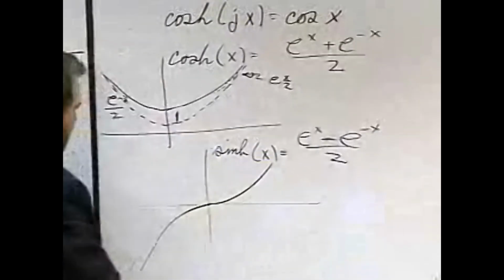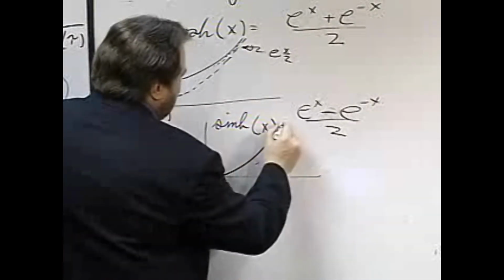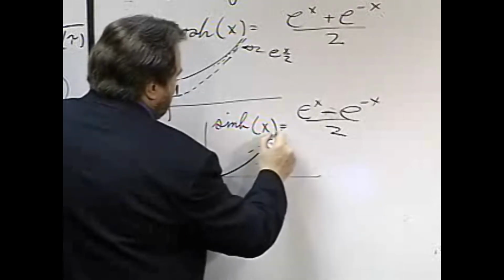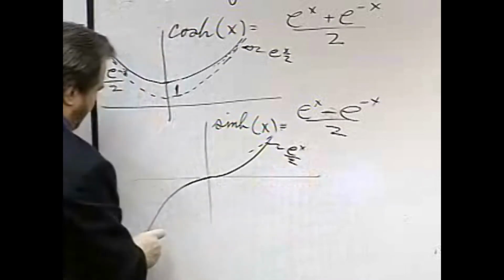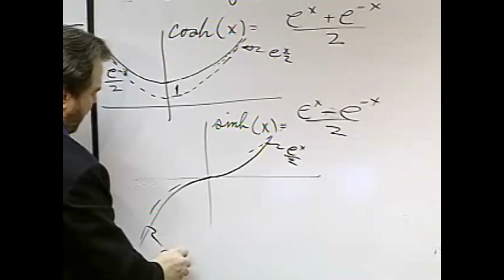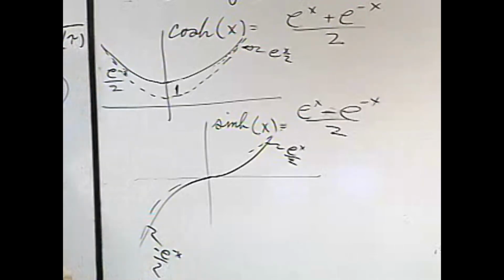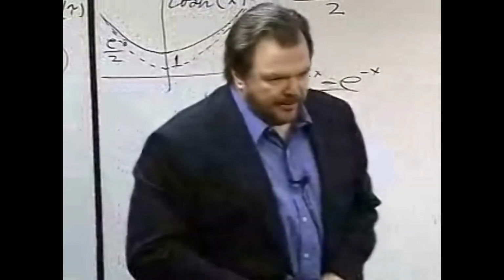It looks like this. It also has... as time increases, it asymptotically approaches e to the x over 2, and down here it asymptotically approaches minus e to the minus x over 2. So that's what it looks like. Hyperbolic sine and hyperbolic cosine.